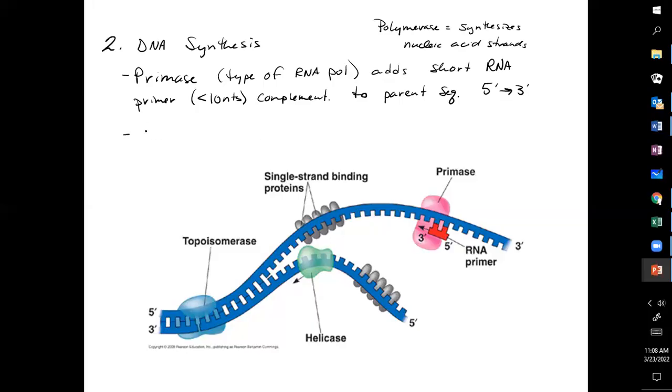Then the DNA polymerase comes in, and the DNA polymerase that does the bulk of the synthesis is DNA polymerase 3. Once this primer is formed, DNA polymerase 3 is going to extend the primer. It's going to add DNA nucleotides to synthesize the growing strand.